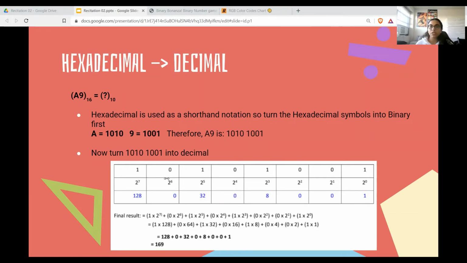This will be done using the table that we had seen in the previous slides. The binary equivalent of A can be written as 1010, and for 9 it can be written as 1001. So in the binary format, A9 is 10101001. Now this binary number will be converted to decimal as seen before.